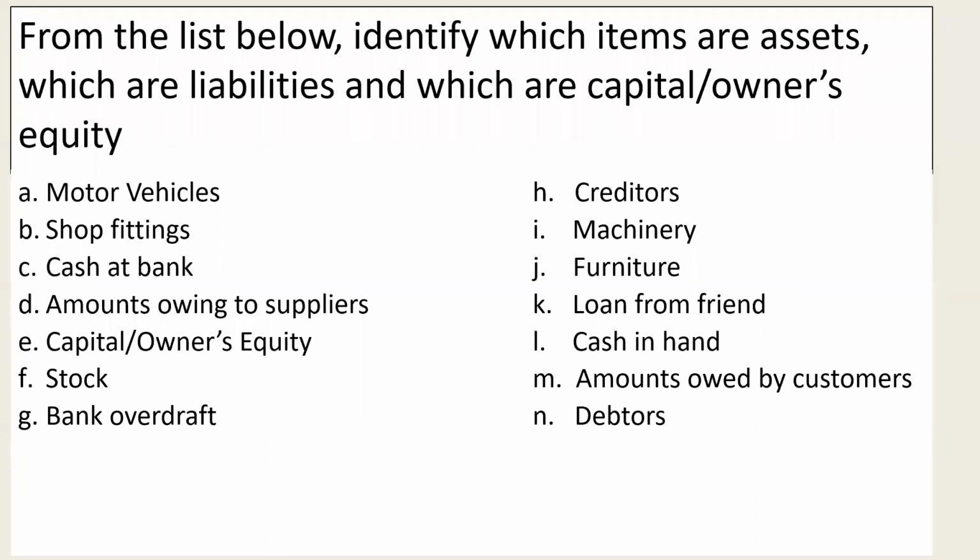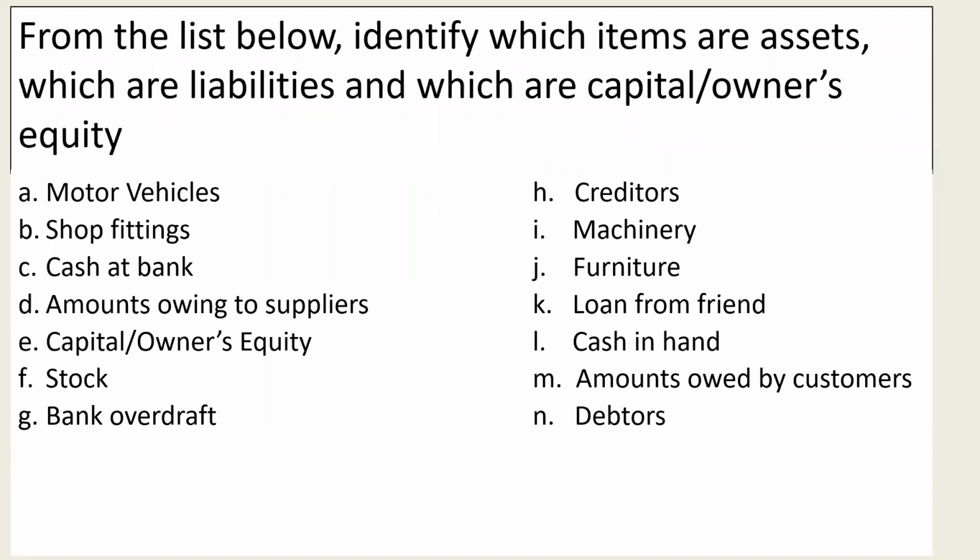E, capital or owner's equity is always a liability. Capital is a liability. I remember when we did accounting concepts, we spoke about separate entity, and you must be able to differentiate between the owner and the business. So it's like the business is owing the owner. Try and internalize what I'm saying here. The business is owing the owner, and that is why it's a liability. Okay? Capital is never an asset. Don't make that error at all.